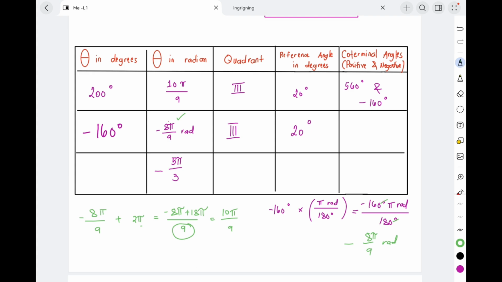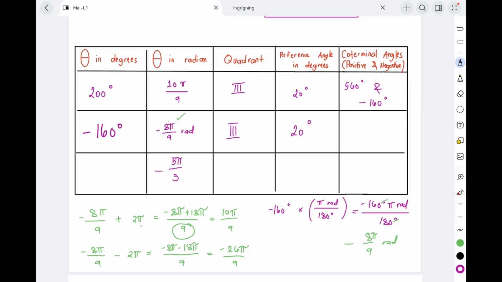For the negative coterminal, negative 8 pi all over 9 minus 2 pi. The common denominator is 9. 9 divided by 9 is 1, times negative 8 pi, so negative 8 pi. 9 divided by 1 is 9, times negative 2 pi, so negative 18 pi. So negative 8 plus negative 18 is negative 26 pi over 9. Okay? So these are our coterminals.